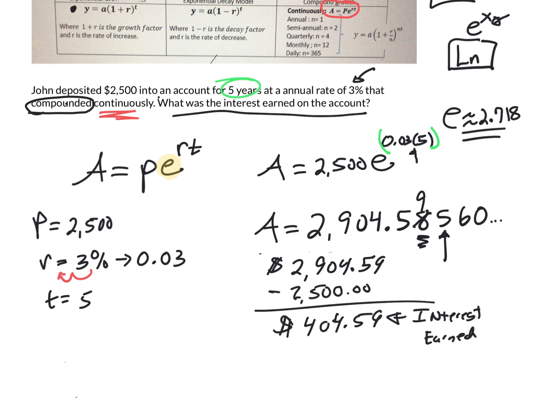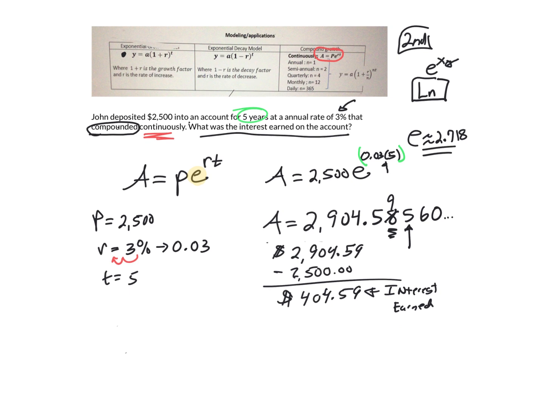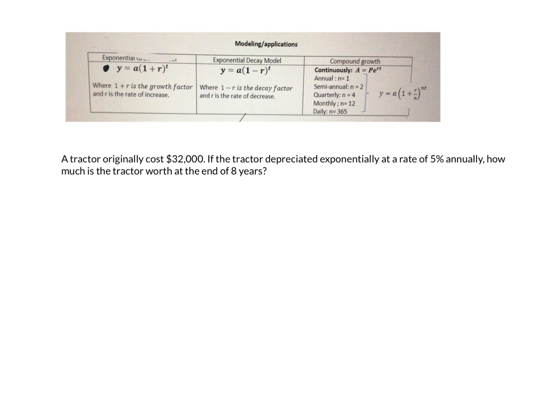So make sure you're reading the problems and making sure that you're answering the total. So this was the total amount that we got at the end of 5 years. And this was the amount of money we earned off of that account, which is called the interest earned. Maybe one more? Okay, here's the last one.